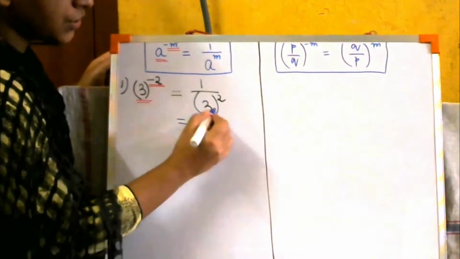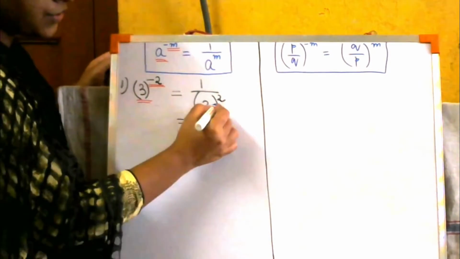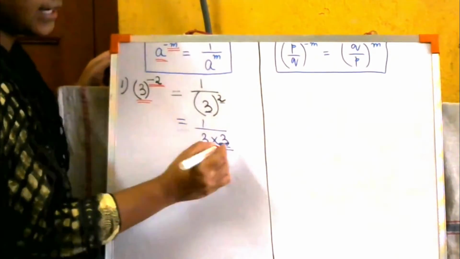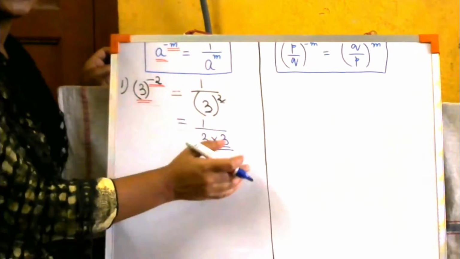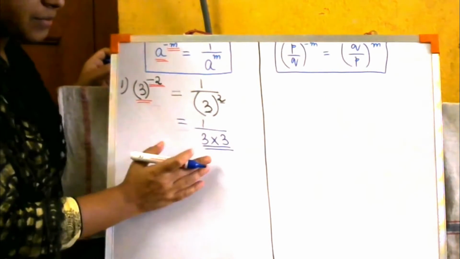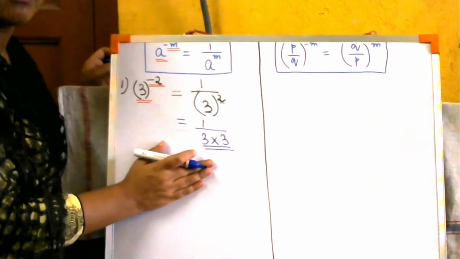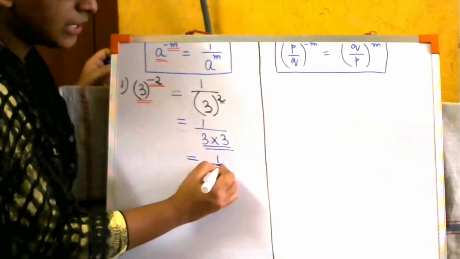So 1 by 3 square, meaning what is 3 square? It means 3 into 3. 3 square means 2 times 3, not plus but multiplication, 3 into 3. So 3 into 3 means 3 square. So over here it is written 3 square. I'm breaking 3 square in the form of multiplication. So 1 by 3 into 3. What is the answer? 3 into 3 is 9.